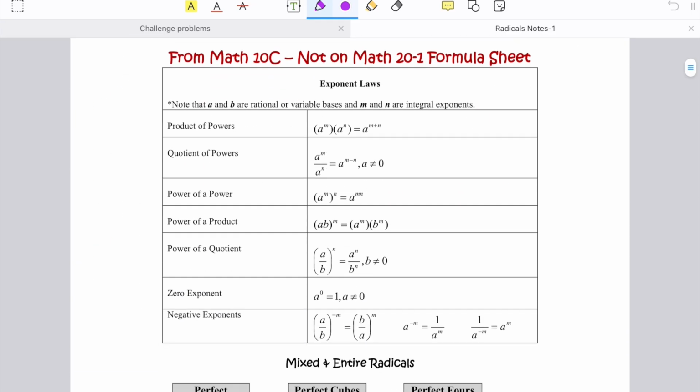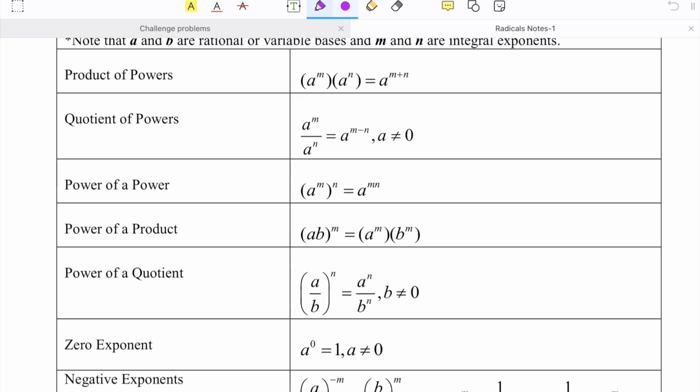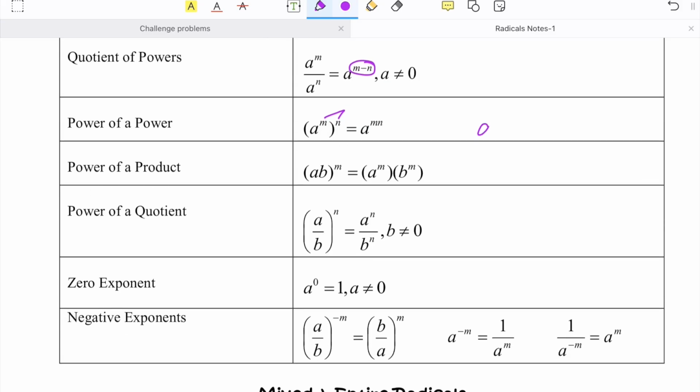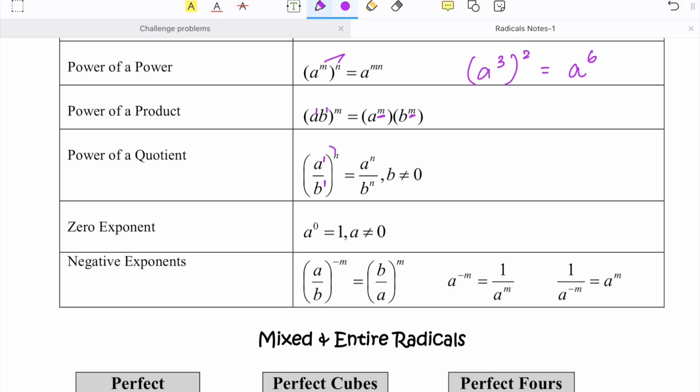Some exponent laws that will be beneficial to remember: when bases are the same and you're multiplying, you add the powers. When you're dividing, bases the same, you subtract the powers. Power of a power, so m times n. So a to the power of 3 to the power of 2 will be a to the power of 6. Powers can be distributed, because this is a to the power of 1, 1 times m is m, and b times m, 1 times m is m again.